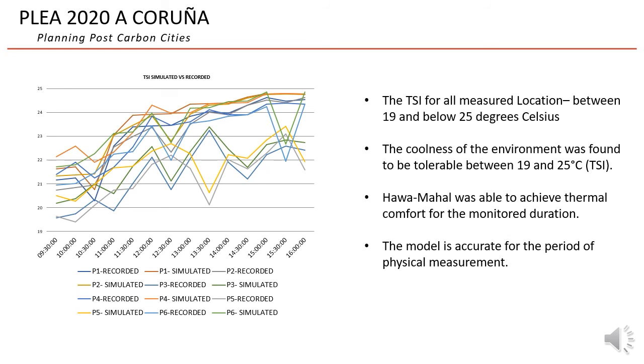The TSI for all measured locations in Hawa Mahal was above 19 and below 25 degrees Celsius considering the winter season, and for a free running building, it was found to be thermally comfortable. The graph represents the TSI measured and the TSI simulated at all points. It was found that though there was a slight difference in the values, the trend followed by the graph was the same, which is also the case with the air temperature. This validates that the model is accurate for the period of physical measurement, and Hawa Mahal was able to achieve thermal comfort for the monitored duration.